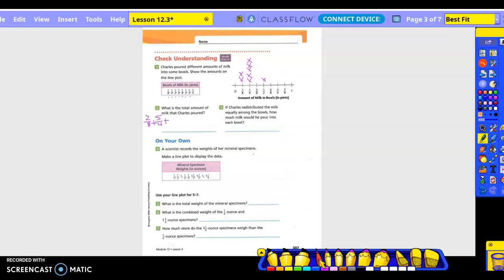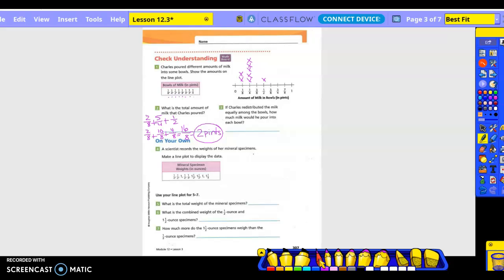plus 1/2, right? So what's the common denominator, guys? 8. So 2/8 plus, what's 5/4 with 8? 10/8 plus 4/8. So we know 8 is our denominator. 2 plus 10 plus 4 is 16. So then that also equals 2 pints, is our labels up here, right?